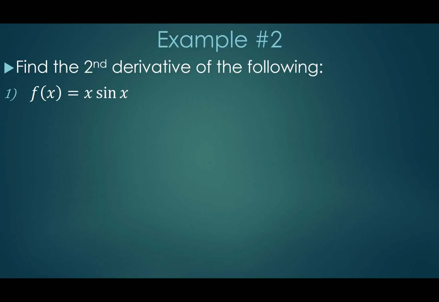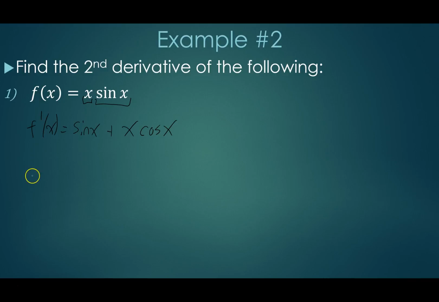Now here we have f of x equals x sine of x. So we have our product rule. I can still use the product rule to find a second derivative. I can just keep on going. So the derivative of the first expression is 1, so it just becomes sine of x, and then plus x times the second function's derivative, cosine of x. So there's our first derivative.